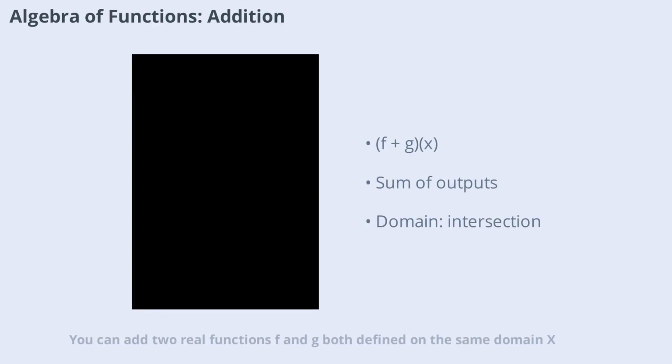You can add two real functions f and g, both defined on the same domain X, by adding their outputs. (f plus g)(x) equals f(x) plus g(x). This operation creates a new function combining the effects of both original functions. The domain of the sum is the intersection of the domains of f and g.